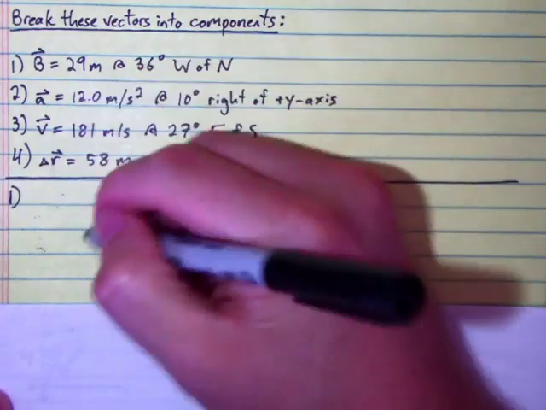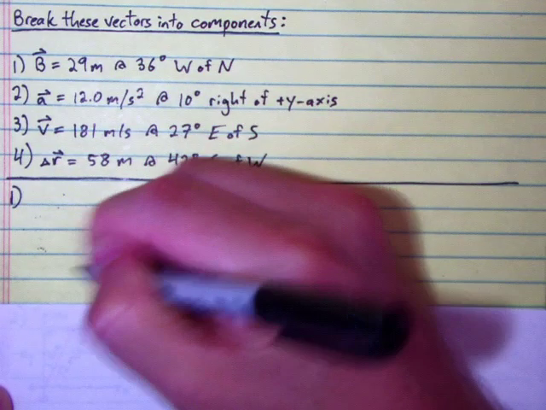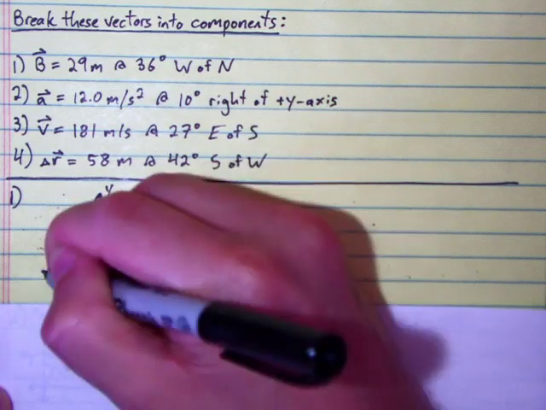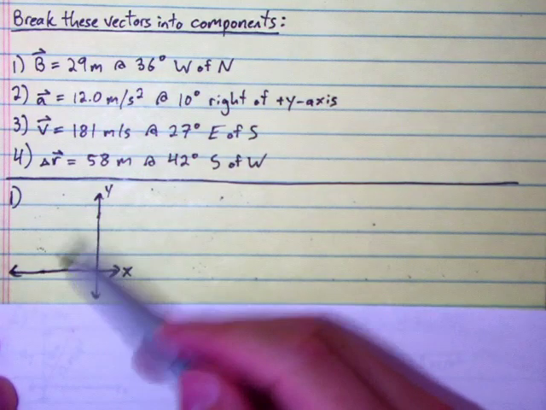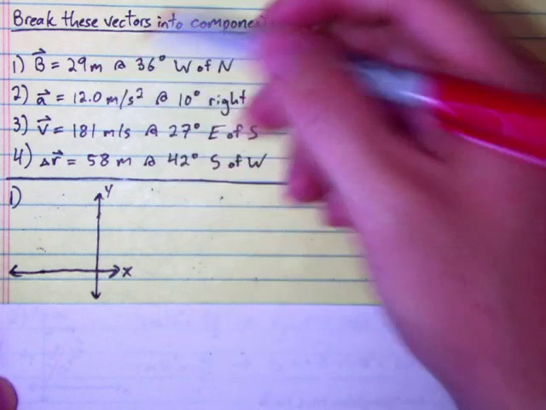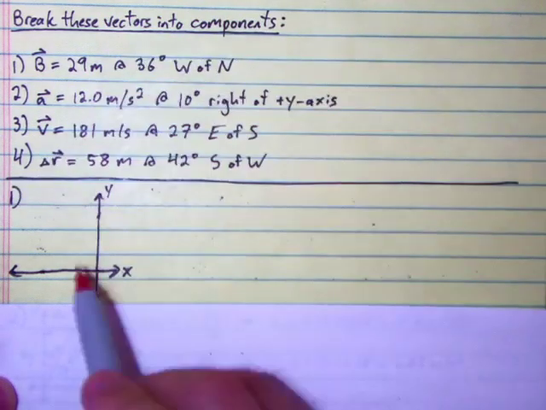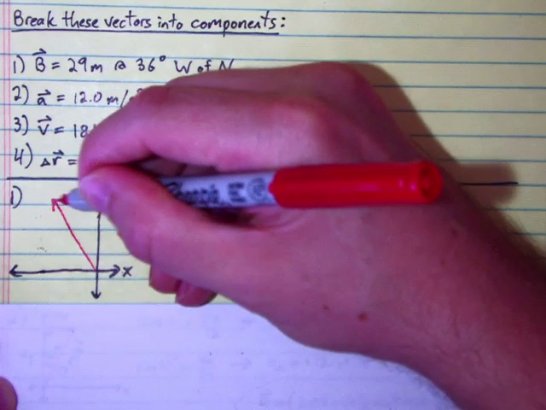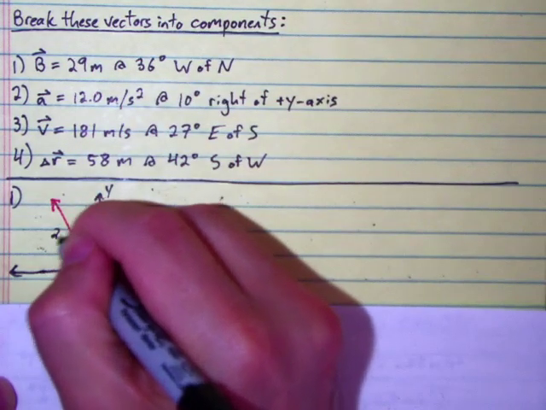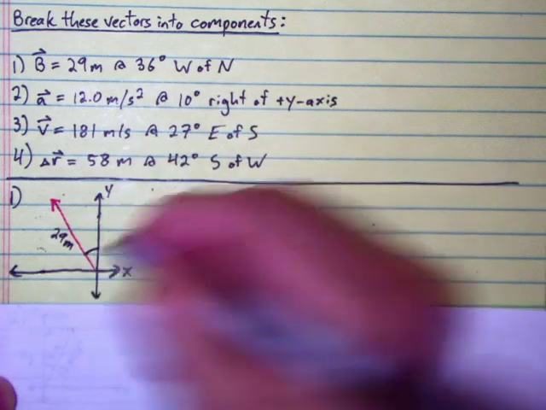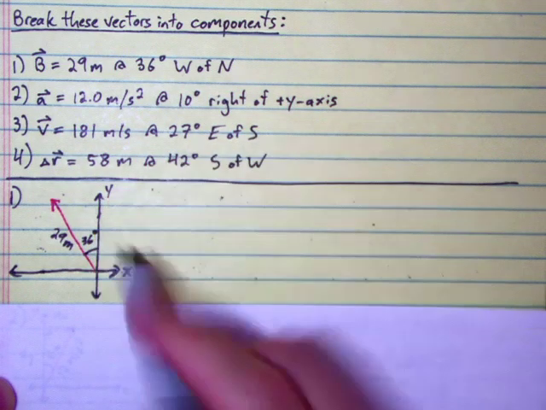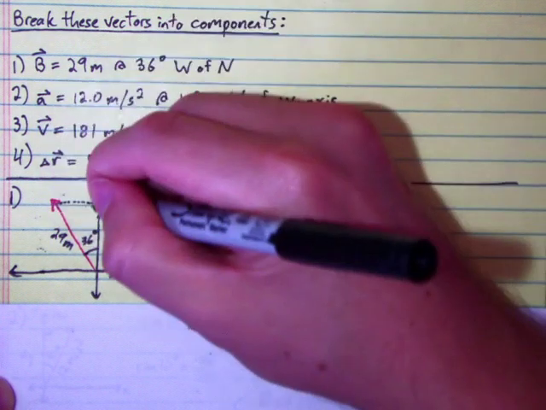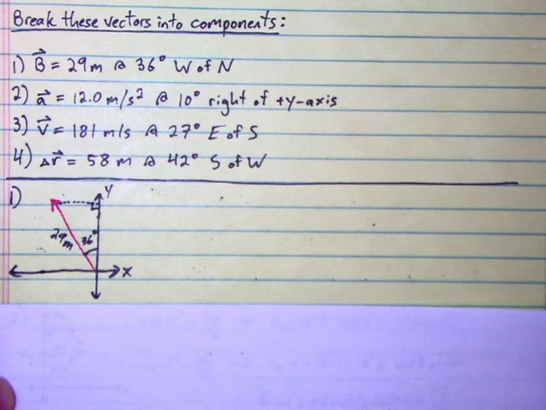You have to draw yourself a little picture. Draw a set of axes, x-axis, y-axis, and put your vector on it. We're west of north, so we know we're up in this quadrant over here. And it's 29 meters, 36 degrees west of north. So 45 degrees would be that way, so we're a little less than that, somewhere around there. Here we are, 29 meters at an angle of 36 degrees to the west from north. Drawing your right triangle. Okay, now we can label the sides.